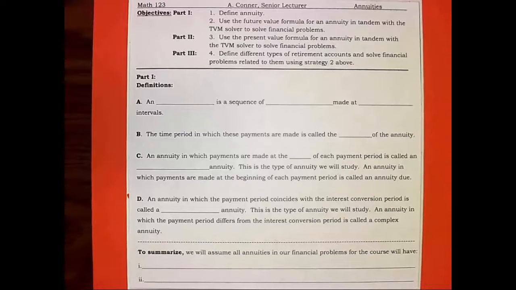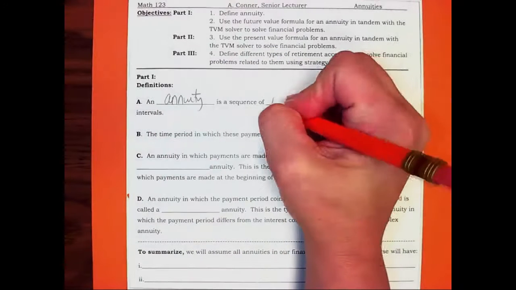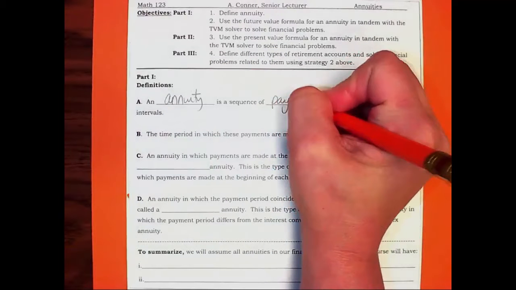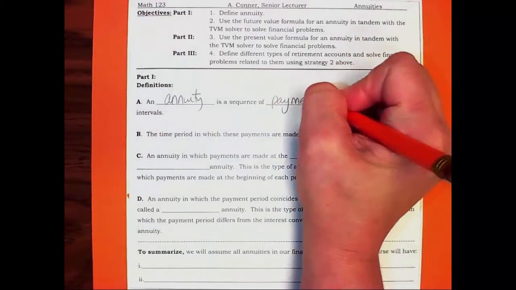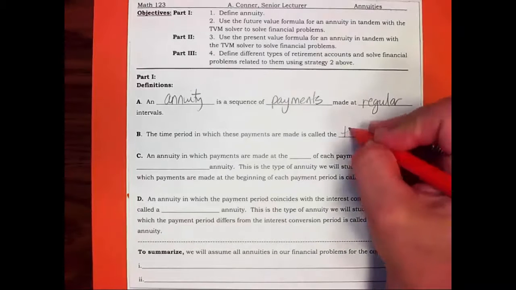Still looking at compounding, but this time looking at a sequence of payments being compounded. We're going to define an annuity as a sequence of payments made at regular intervals. And the time period in which these payments are made is called the term of the annuity.